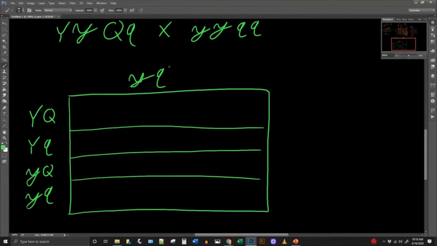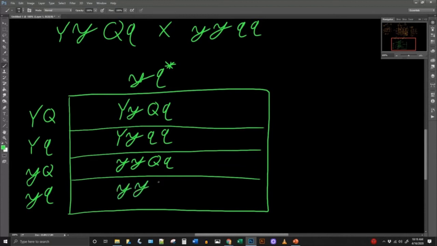So we know that all offspring are going to get this combination of alleles from their mother, and then the only question is which of the sperm that their father can make are going to come in. So capital Y, lowercase y, capital Q, lowercase q, or capital Y, lowercase y, lowercase q, or lowercase y, capital Q, lowercase q, or lowercase y, lowercase y, lowercase q, lowercase q.